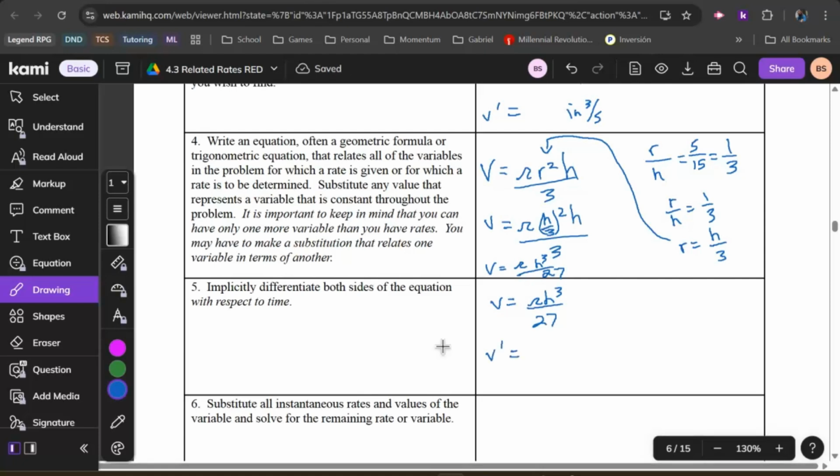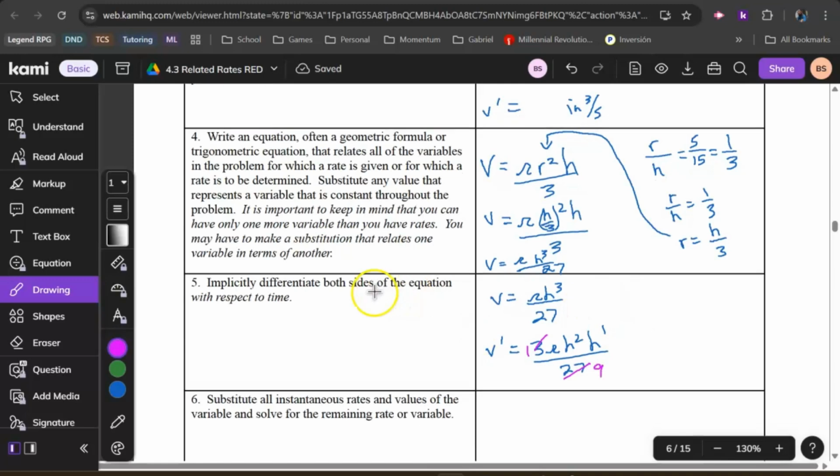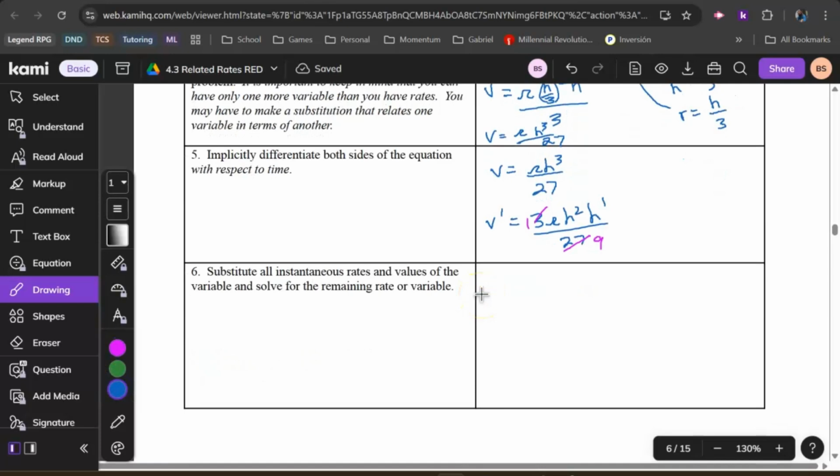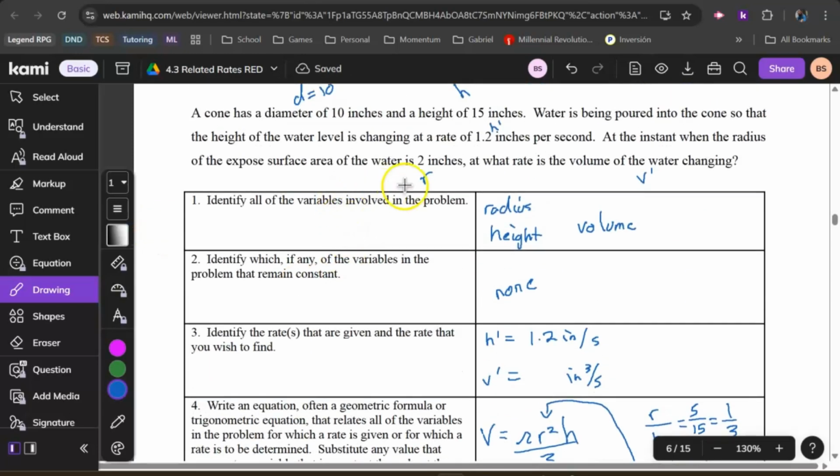So v prime is equal to 3 pi h squared h prime over 27. But I can cancel out that 3 to be 1 and the 27 to be 9, because 3 over 27 is the same as 1/9. Then I'm going to substitute in my values. So I'm looking for v prime. So I'm going to get pi h. We don't know what h is. We know the radius, right? It told us the radius was 2, right up here.